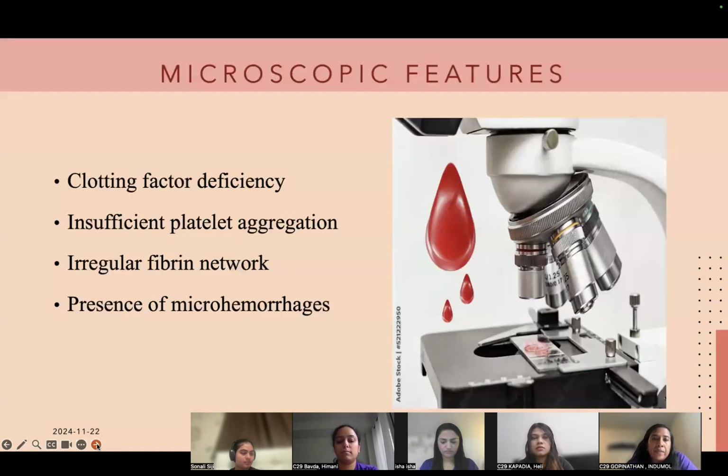Microscopic features. Clotting factor deficiency: lack of clotting factors 8 or 9, which disrupts the blood's ability to clot. Insufficient platelet aggregation: platelets are unable to form strong clots, resulting in weak clot formation and difficulty stopping bleeding. Irregular fibrin network: the fibrin network holding the blood clot together is faulty or incomplete, causing clots to be unstable and break apart. Presence of microhemorrhages.